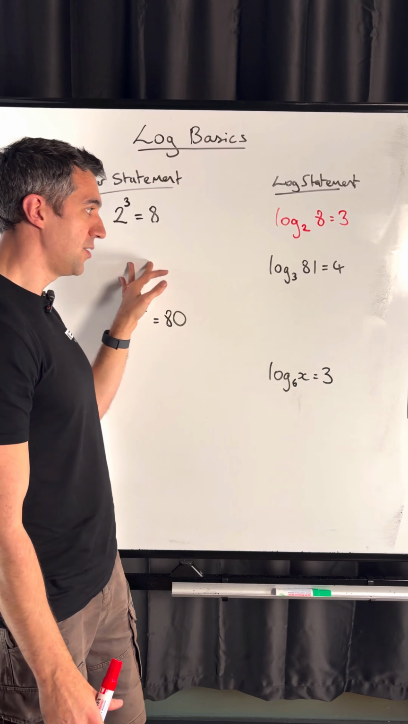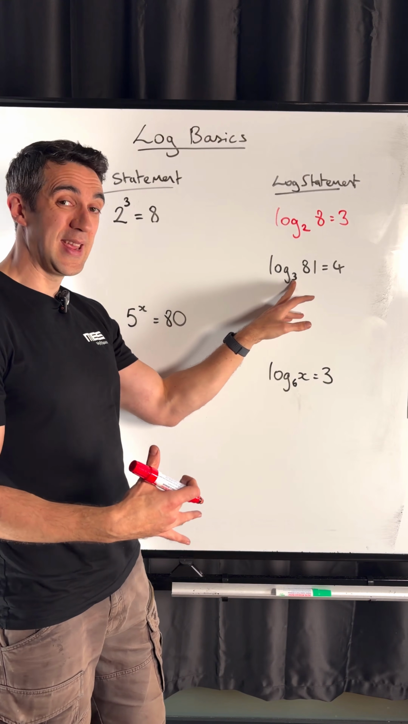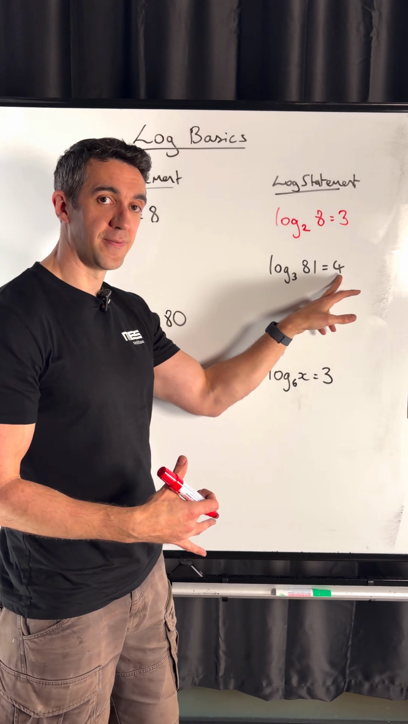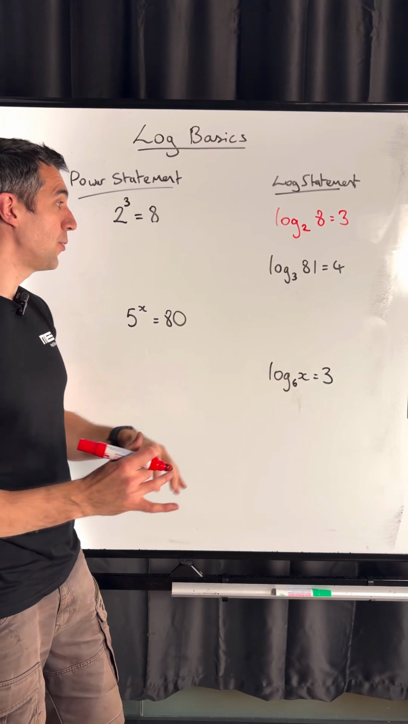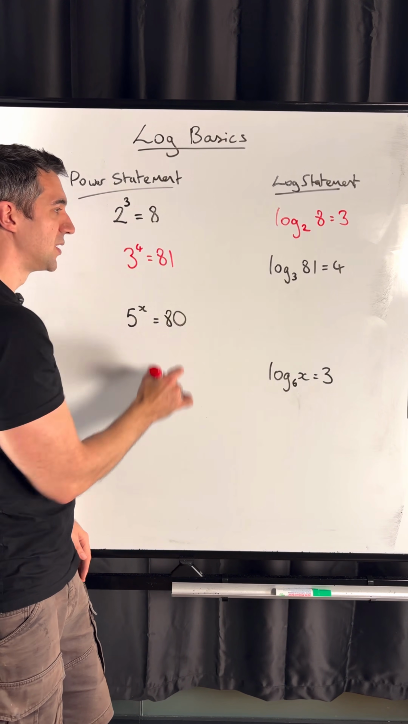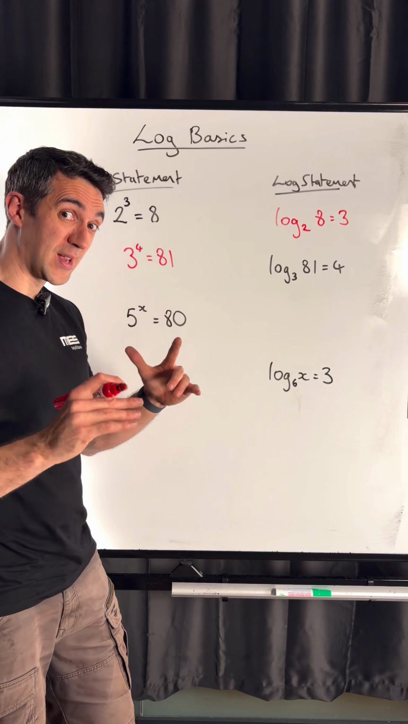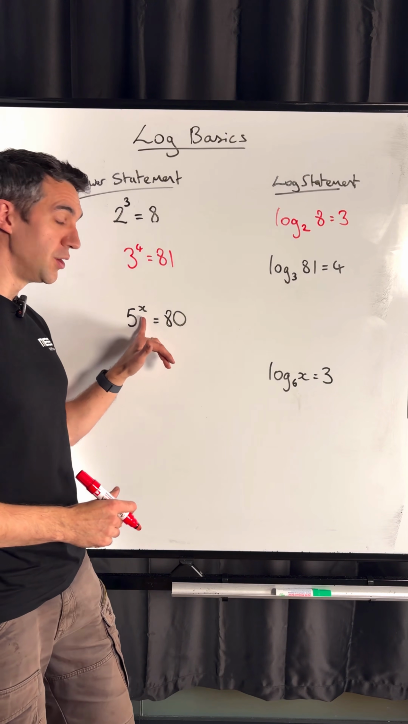Now we can go the other way around. So this is answering the question, what power do I put on 3 to get 81? And the answer is 4. So when I rewrite that as a power statement, I would write 3 to the power of 4 equals 81. Simple.